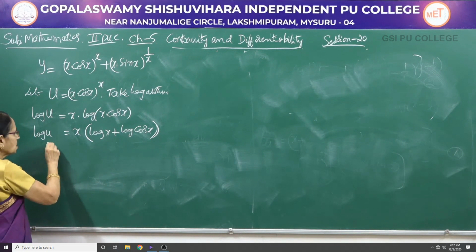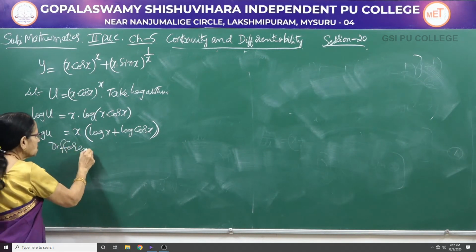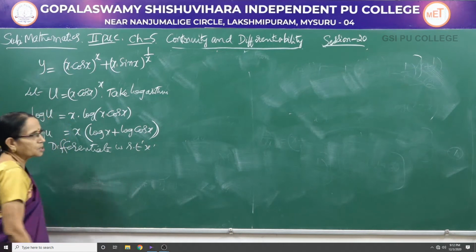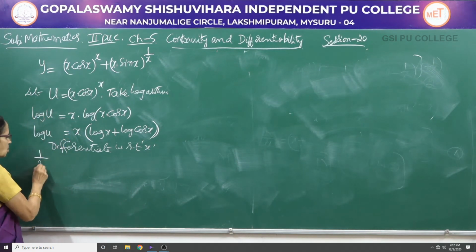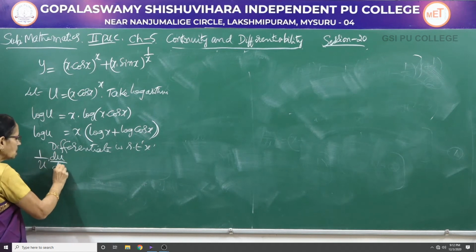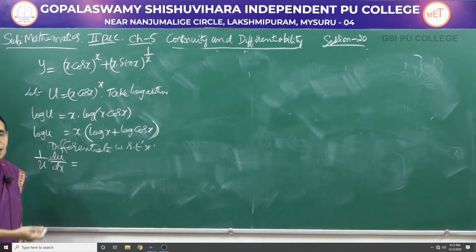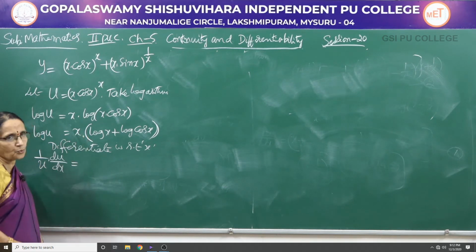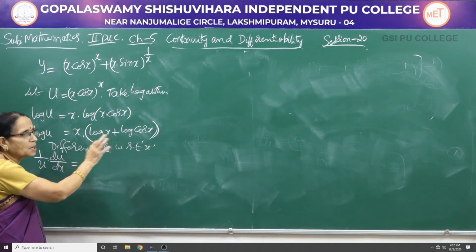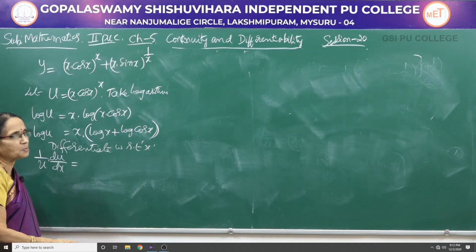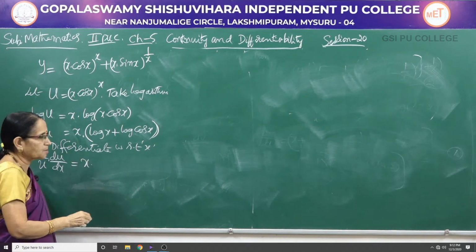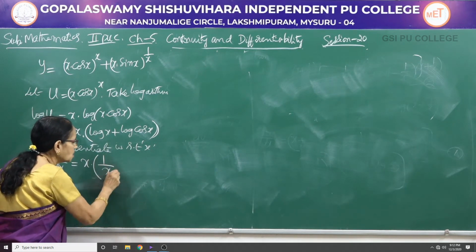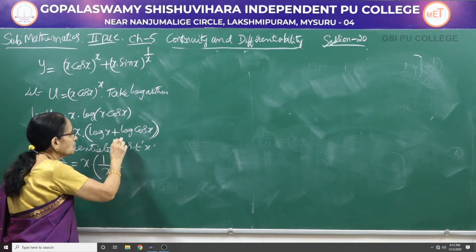Now differentiate with respect to x. The left hand side is the usual one, 1 by u into du by dx. Always it will be of that form, either 1 by v, 1 by u or 1 by y. The right hand side is a product of two functions, x into (log x plus log of cos x). Let us differentiate applying the product rule: first function x into the derivative of the second function. Log x gives 1 by x, plus the derivative of log of cos x.